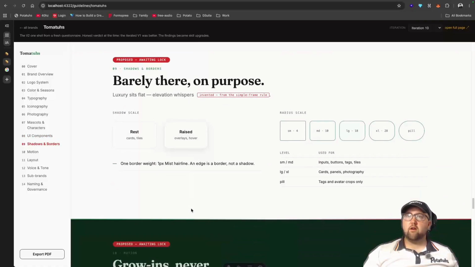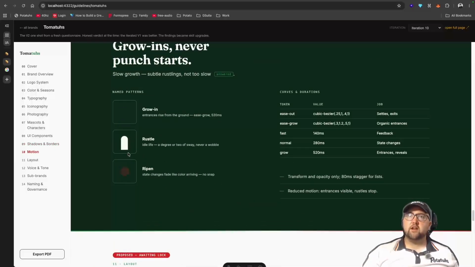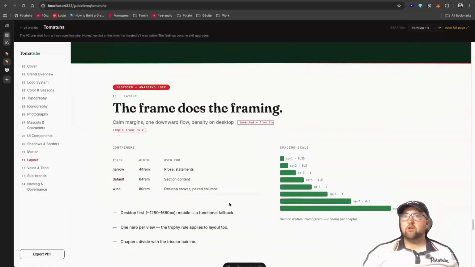We have barely there on purpose. One thing that was important was these animations. So it's got a little rustle to it, right? Ripening.